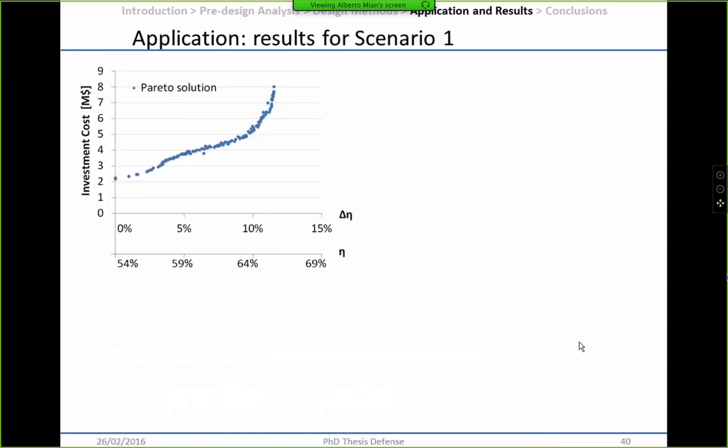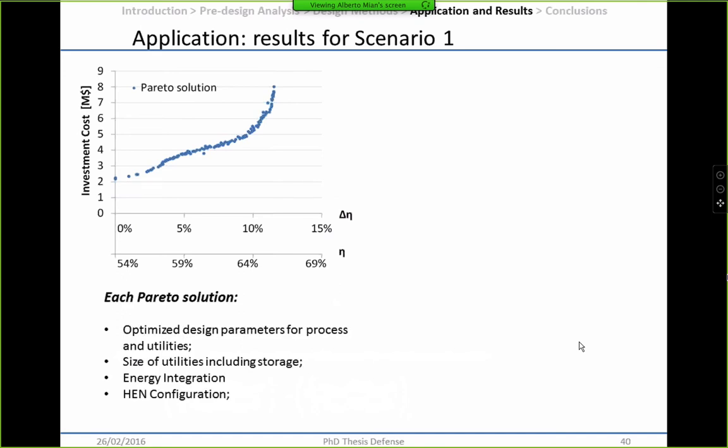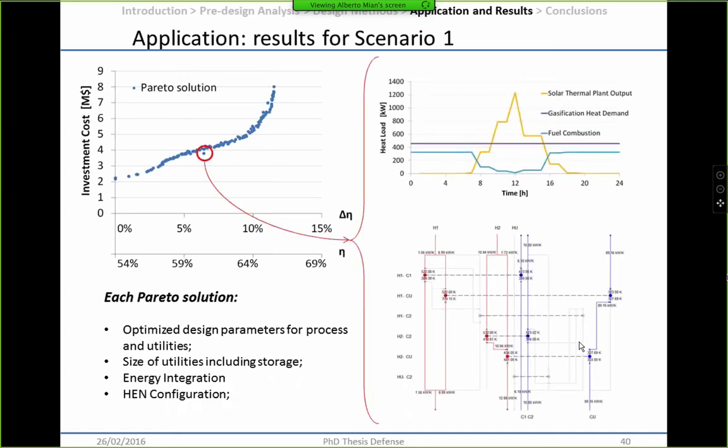So if we look at the solution I got from this problem, it is this set of points. Again, as before, each point represents this time not only an energy conversion path, but represents operation scheduling of our plant. And for each point, we have the heat exchanger network configuration. So we have at the same time optimized the parameters of design of the utilities, we have sized the utilities and performed the heat exchanger network.